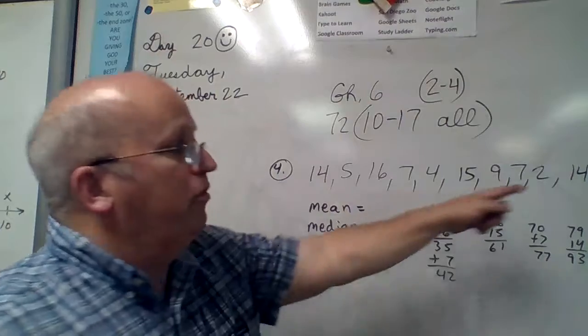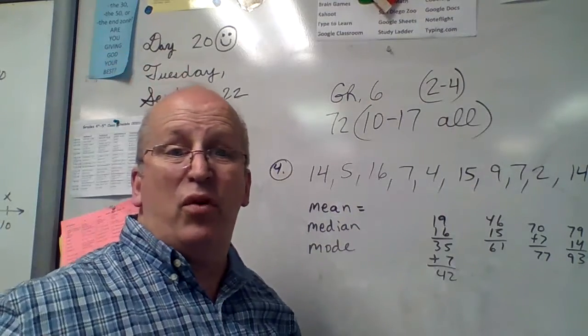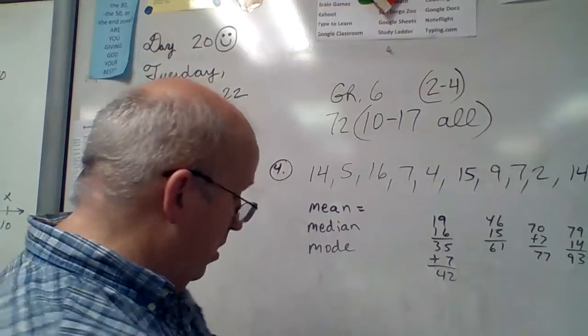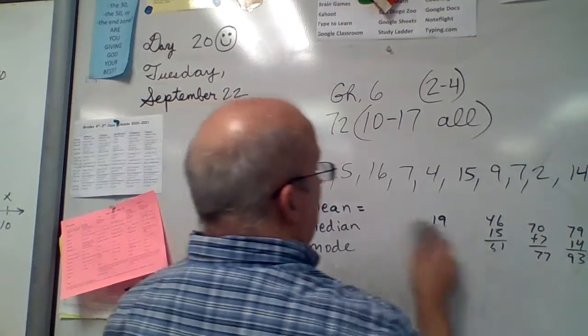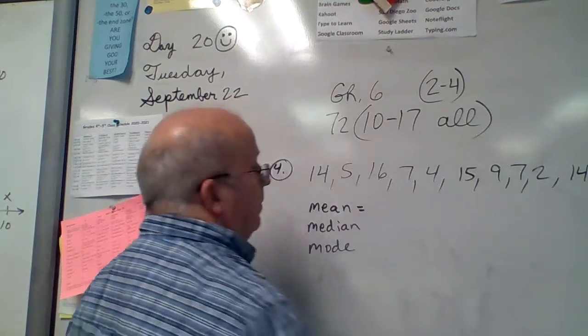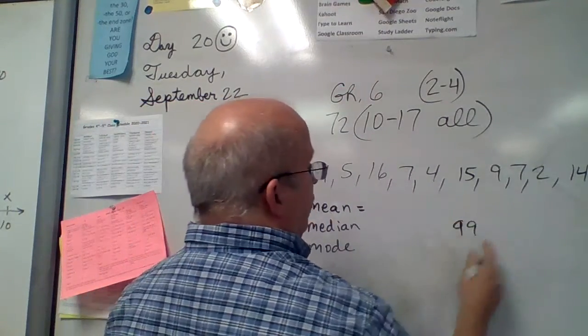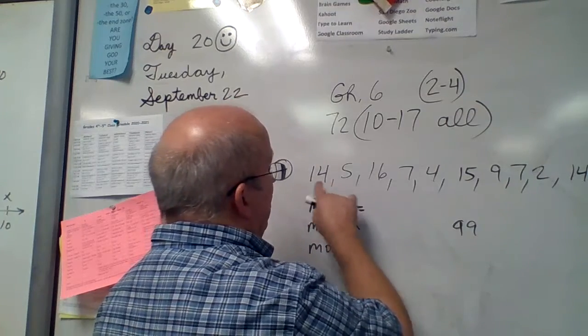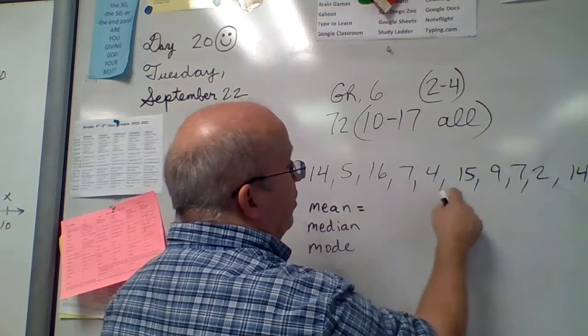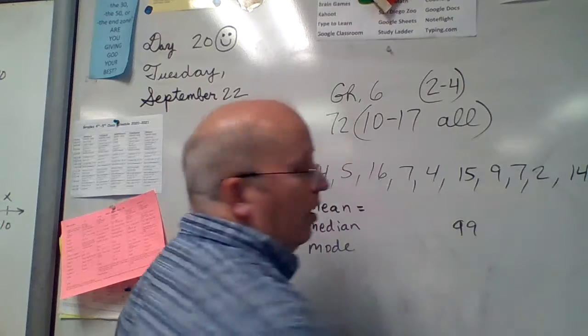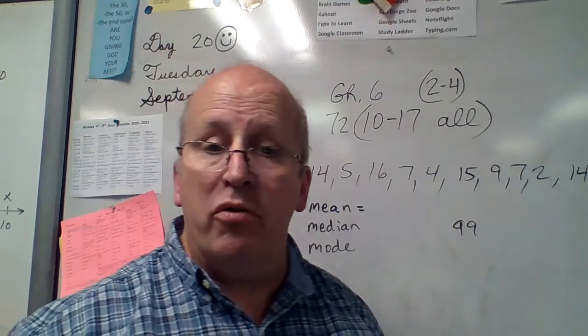So all of these numbers add up to make 99. That's the first step in finding the mean. You add up all the numbers. I did that, and I got 99. Second step for finding mean, I'm going to count the amount of the numbers. 1, 2, 3, 4, 5, 6, 7, 8, 9, 10, 11. There's a total of 11 numbers.